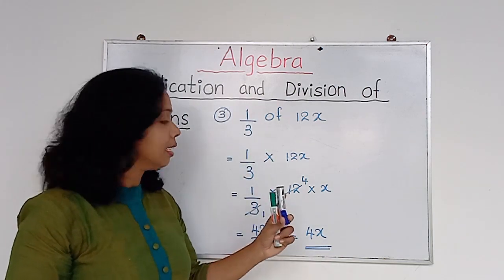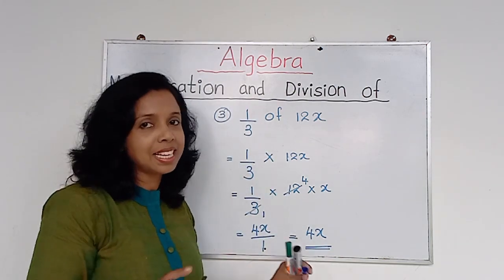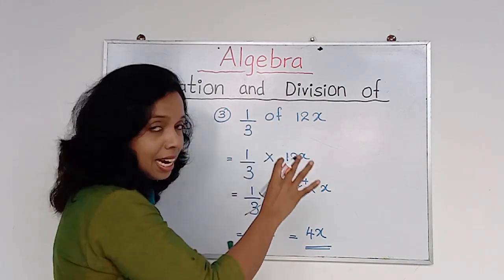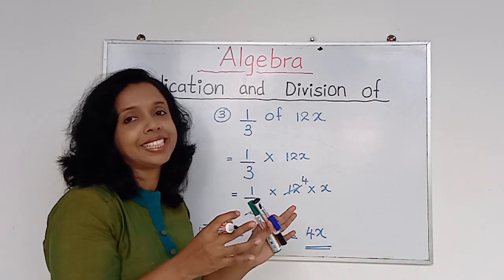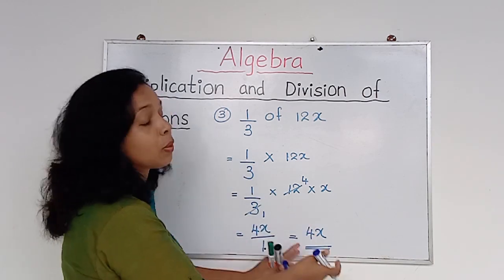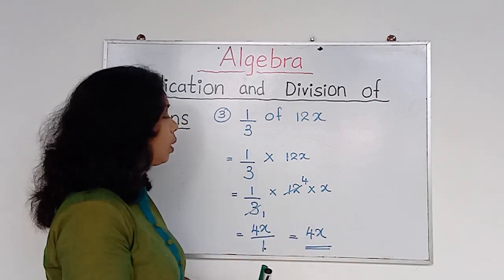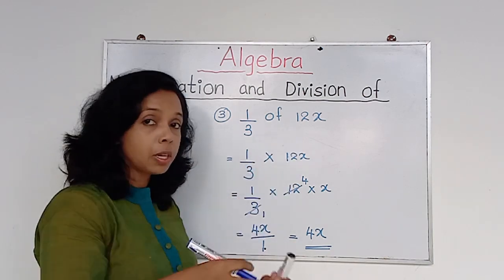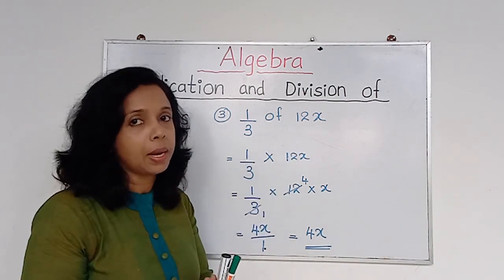Earlier question we got the same answer, but it happened randomly. I selected some questions, and somehow this answer is also 4x. Right. So here what we did, I used multiplication because "of" tells me to multiply.